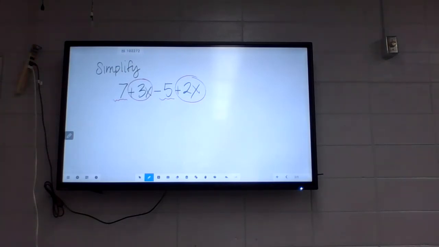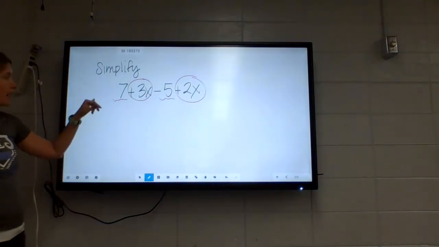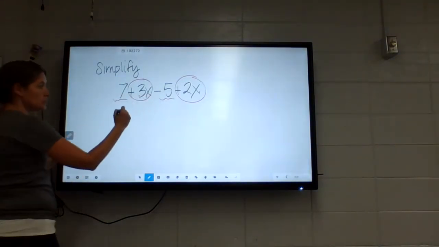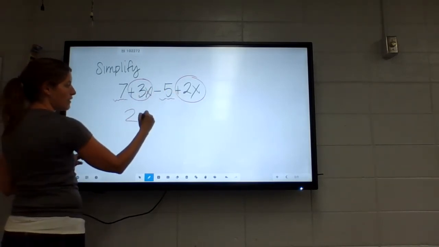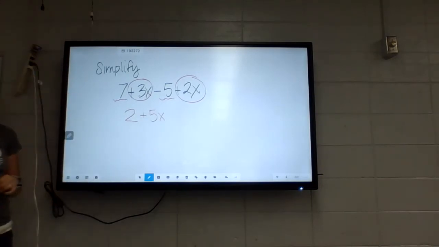And if it helps to visually circle things, that's probably not a bad idea. The order you do this in doesn't matter. So 7 minus 5 is 2. And 3x and 2x is going to be 5x. And you just need to stop there. You can't go any further because we don't know what x is in this case.